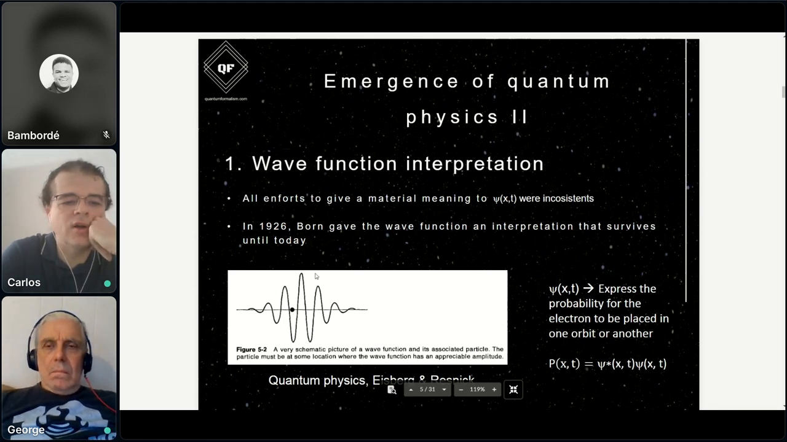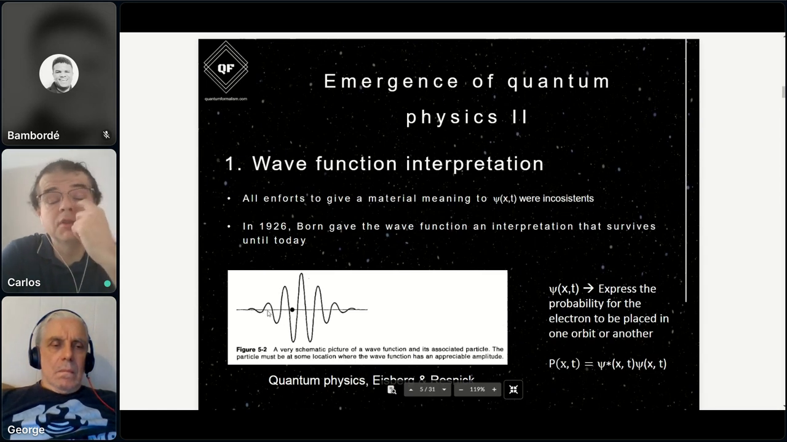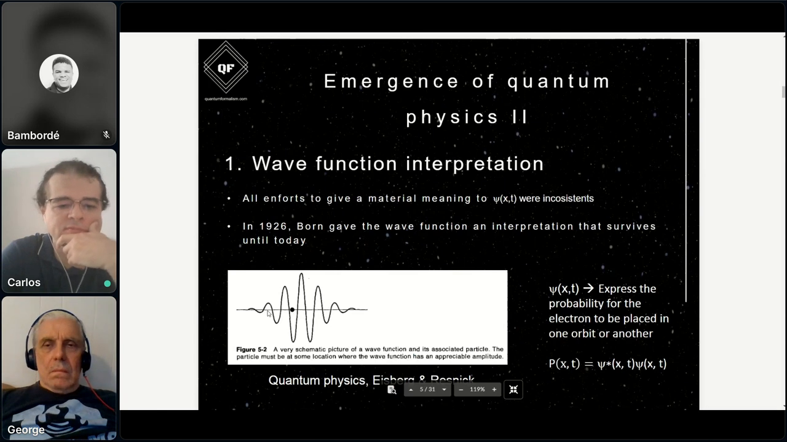So in the place where the amplitude of the probability is higher, it is more probable to find the electron. So the probability to find the electron here, where you have a higher amplitude, is bigger than to find it here. So in this sense, psi doesn't have a material meaning, but is a mathematical tool that you can use to get the physical meaning, which is the probability given by that. So I think in the last lecture we stopped here discussing these things.